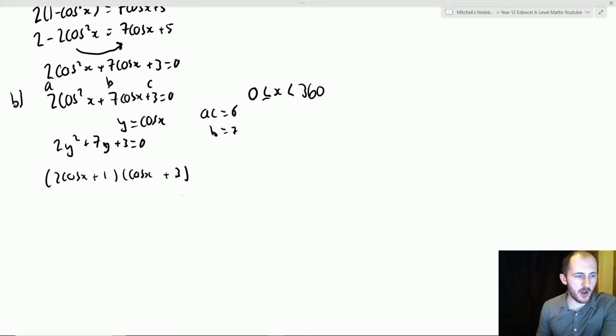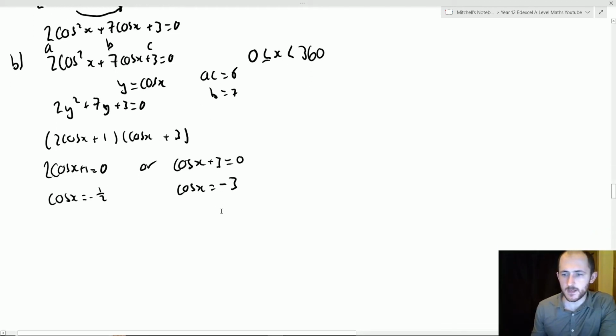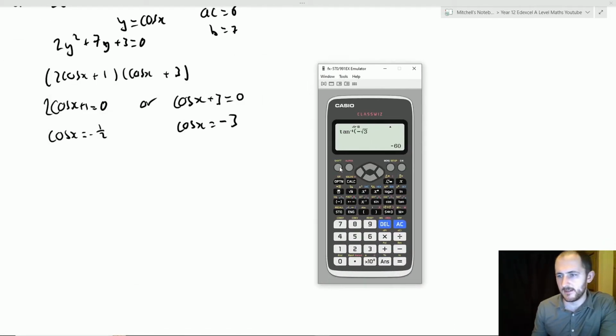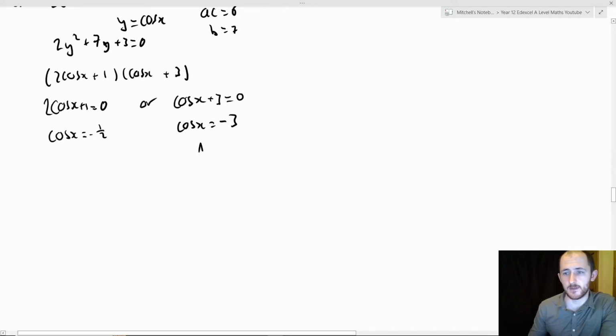Okay, so now we have either 2 cos x plus 1 equals 0, or cos x plus 3 equals 0. So we have cos x equals negative a half, or cos x equals minus 3. Some of you eagle-eyed people may see that this is a math error. Generally speaking, so no solutions.